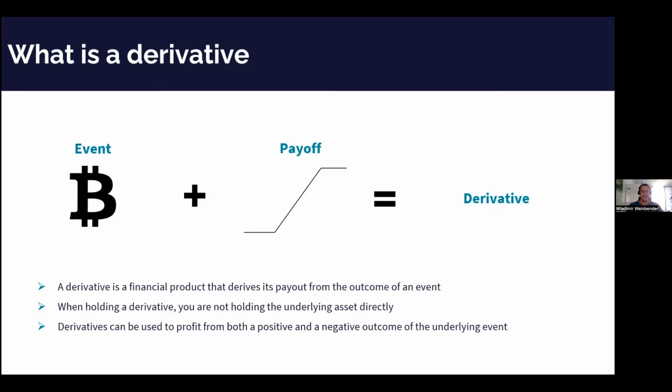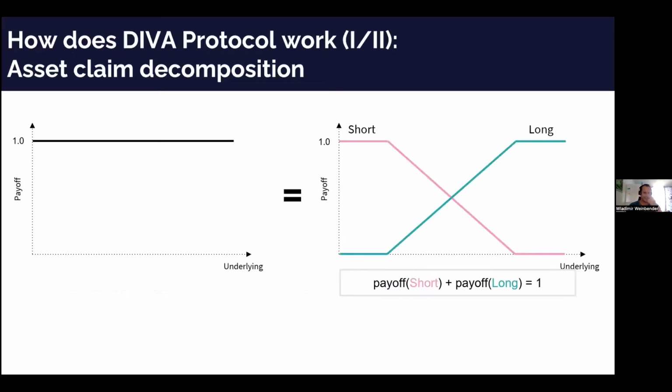So I can just ask you the easy question: where does the Oracle fit in here? Exactly, I wanted to come to that. I wanted to briefly explain how Diva protocol works, how it allows you to create these types of structures, and then where the Oracle comes into play.